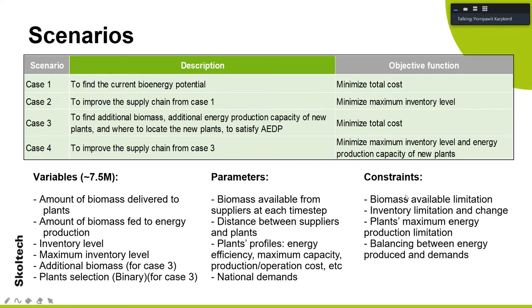And the constraints I consider are the biomass availability limitation at each time step and from each supplier, the inventory limitation and inventory change, the power plant maximum energy production limitation, and the last one is the balance between energy produced from power plants and the national demand. I also have to mention that I consider a monthly time step, so in a year we have 12 time steps. And I use Python version 3.9 to do the mathematical programming.